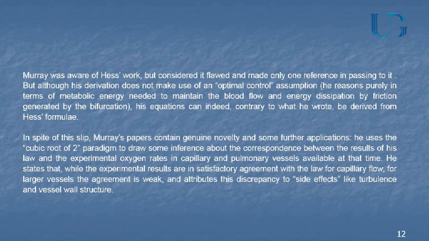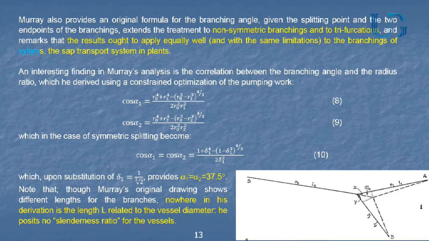Next, please. He reasoned, this is an original drawing in Murray's paper. He reasoned, very interesting reasoning. He said, suppose that this is the optimal bifurcation. Okay? I don't know which one it is, but it is the optimal one. The optimal one has two angles between the bisectors of this line and the two branches. Okay?